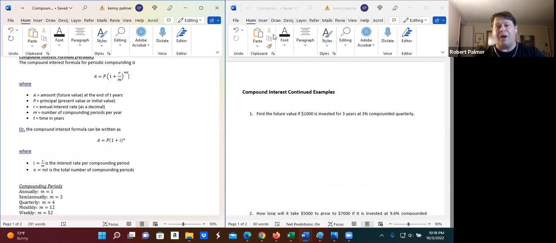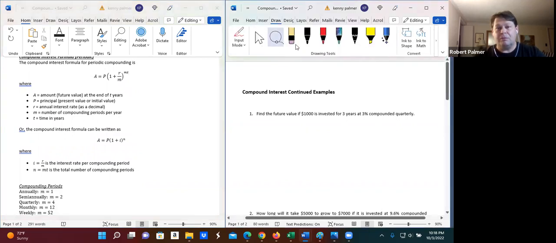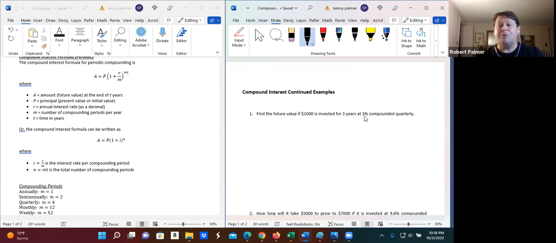So when we come over to the right, number 1. This says find the future value if $1,000 is invested for 3 years at 3% compounded quarterly. Let's write down what we're going to do. So once again, we're going to use this version. A is equal to P times 1 plus I to the n. Oops, I forgot my P. Let me squeeze that in.